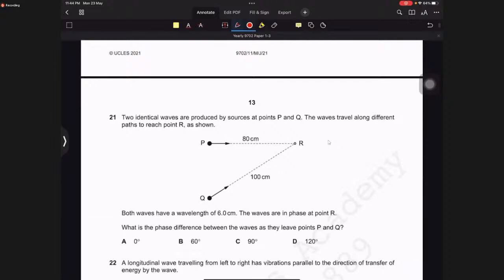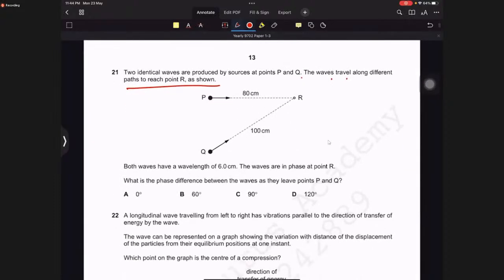Now going to the next one, 21. Two identical waves are produced at sources P and Q. The waves travel along different paths to reach point R. Both waves have a wavelength of 6. What is the phase difference between the waves when they leave points P and Q? So both waves have a wavelength of 6 and the waves are in phase at R.